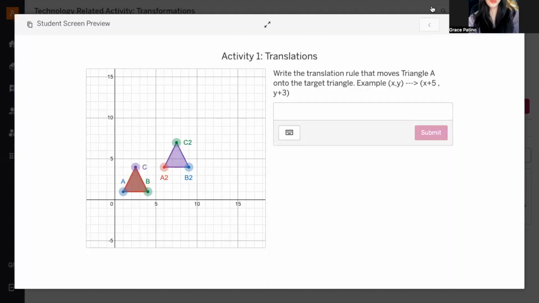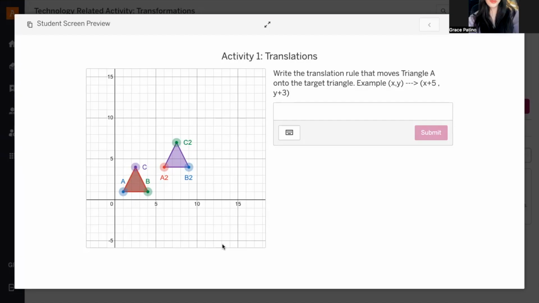Okay, so activity one has to do with translations. So here I have an original shape. I had a hard time labeling the shape, so I decided to just go with A, B, C for all of these, and then A2, B2, C2. That way, students would know which one was the original and which one was the other shape.